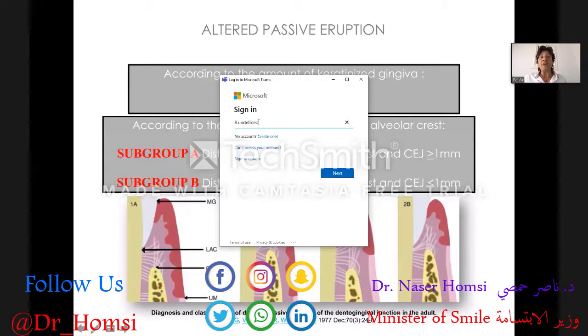We know that if the patient has a wide band of keratinized gingiva, it is a type 1 patient. But if the patient has a narrow band of keratinized gingiva, it is a type 2 patient. And according to the relation between the cement enamel junction and the alveolar ridge, the patient can be classified as subgroup A if this distance between the CEJ and the alveolar ridge is higher than 1 millimeter, or subgroup B if this distance is lower than 1 millimeter.